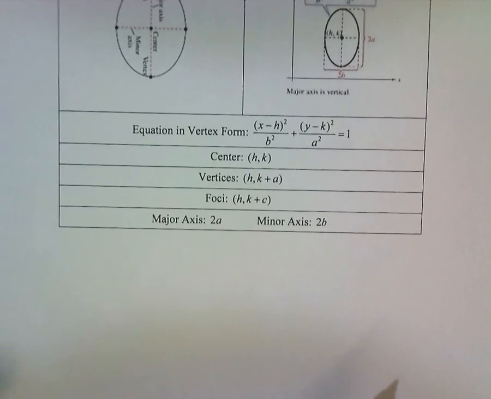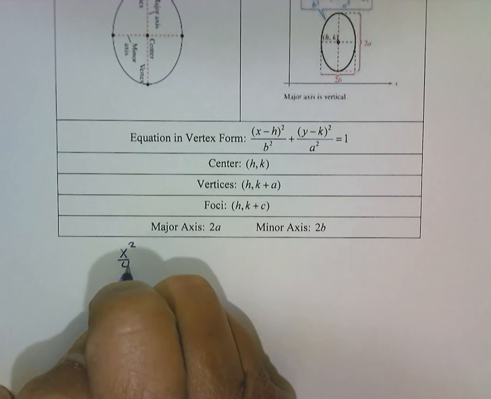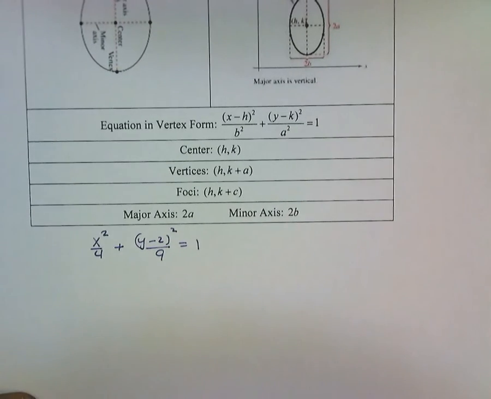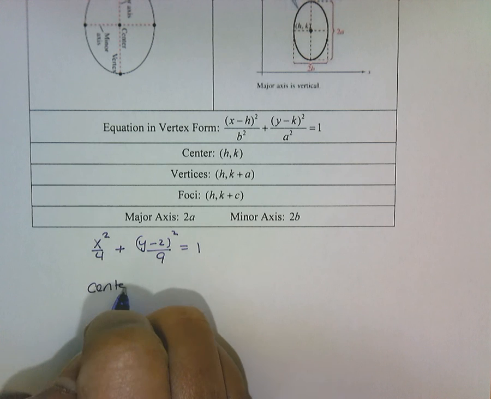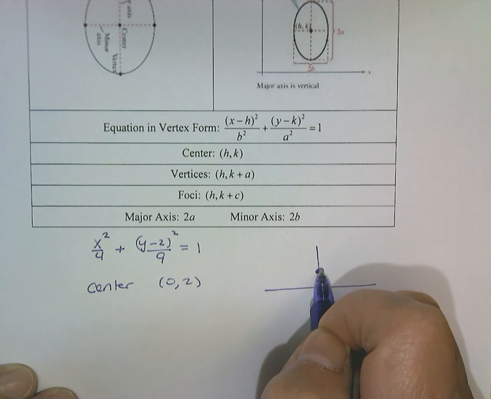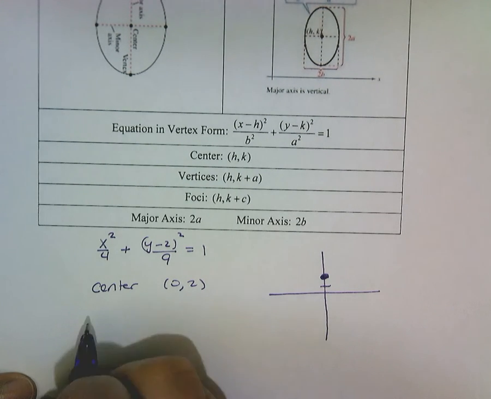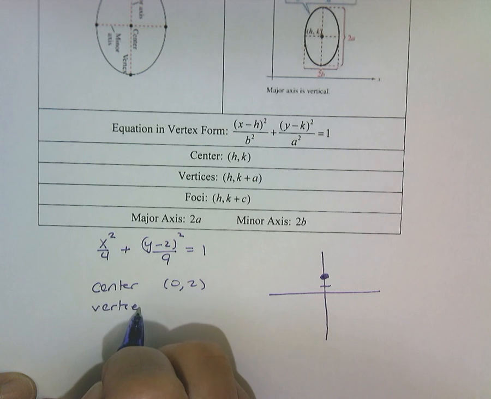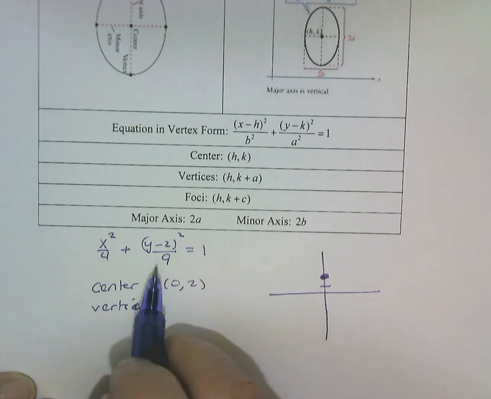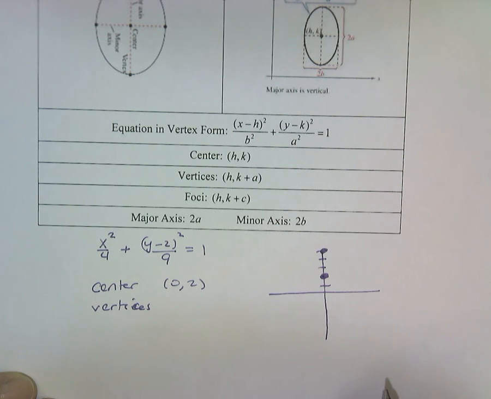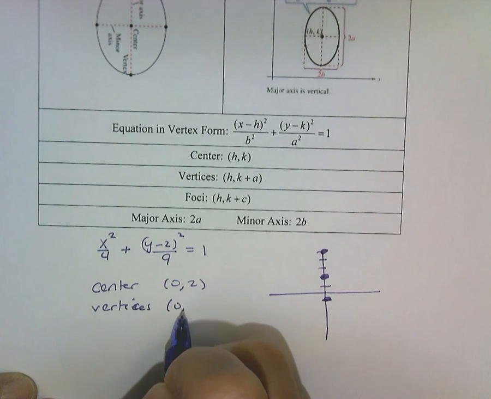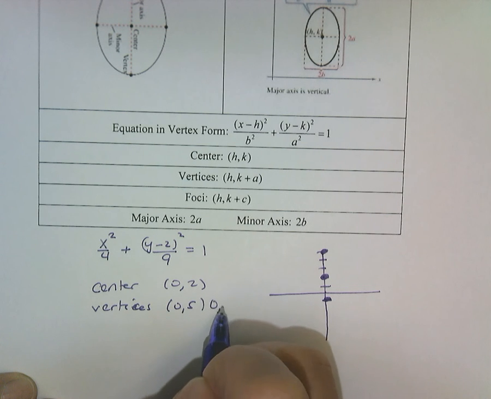So the example I'm going to use here is x squared over 4 plus y minus 2 squared over 9 equals 1. First going to get my center. I'm going to have the point 0, 2. Then I'm going to get my vertices. So since I've gone up, I'm going to go up 3. There's one of the vertex. I'm going to go down 3. There's my other vertex. So the vertices are going to be 0, 5 and 0, negative 1.